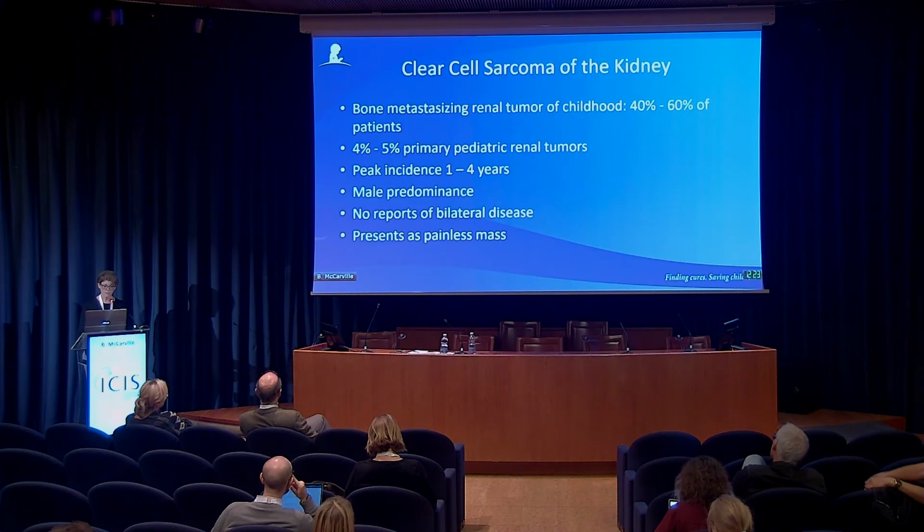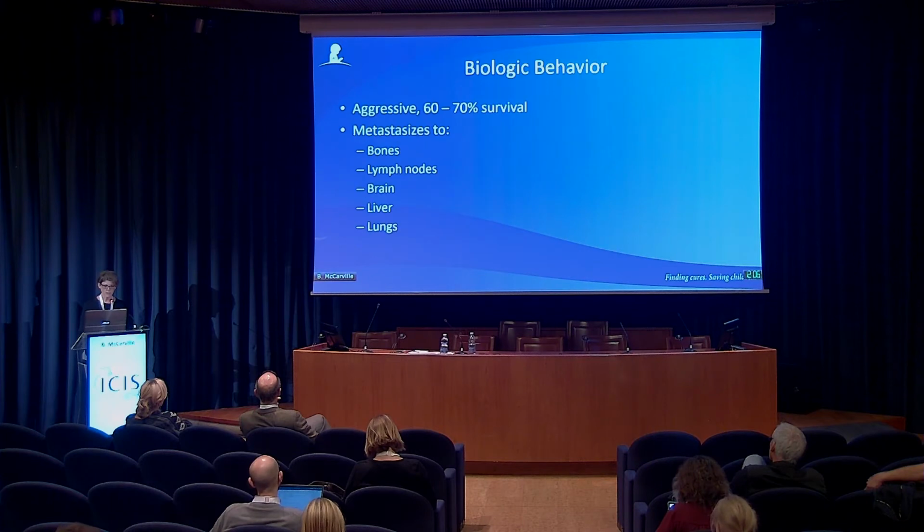Clear cell sarcoma of the kidney, also known as bone metastasizing renal tumor of childhood, has a peak age incidence that overlaps that of Wilms, but again occurs sometimes in younger patients than the typical Wilms. There are no reports of this being bilateral disease. This behaves more aggressively than Wilms tumor. These patients have a poorer prognosis than patients with Wilms tumor. It can metastasize to the bones, lymph nodes, brain, liver, and lungs.